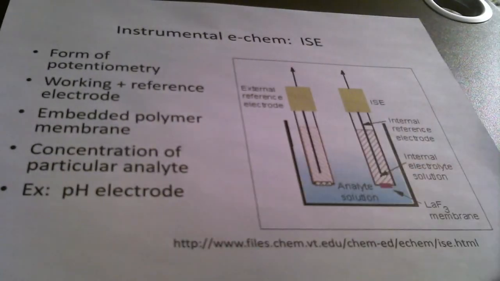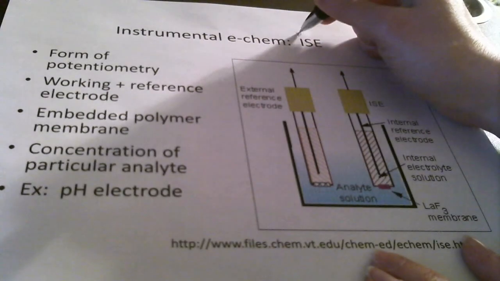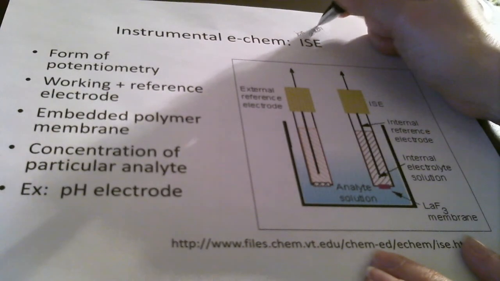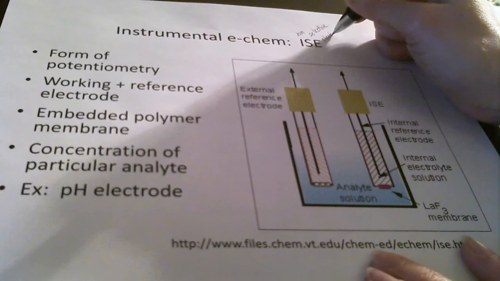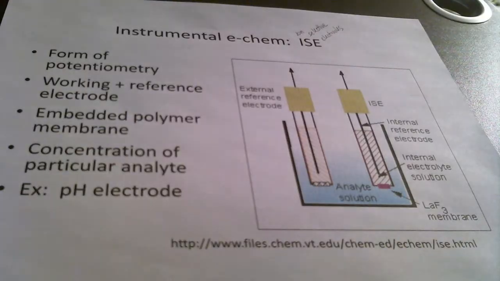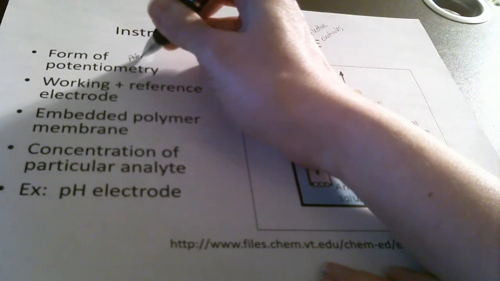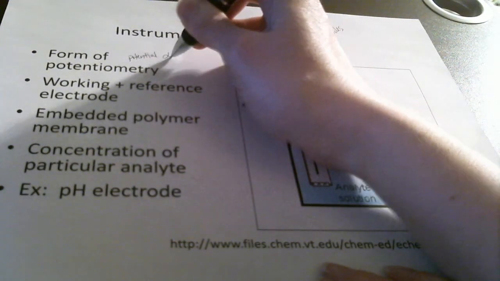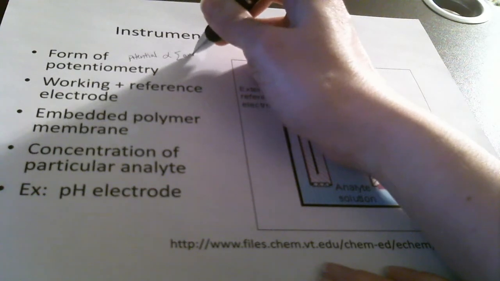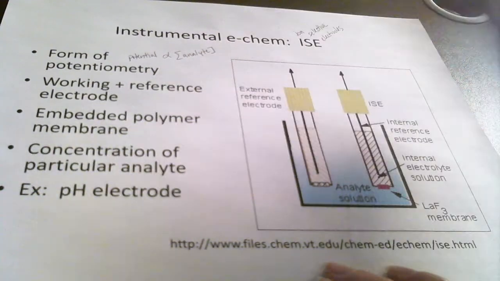Okay, so we're going to take a look at a couple specific examples of instrumental-based electrochemistry. And probably one of the most common is ion selective electrodes. And these ion selective electrodes are a form of potentiometry. And basically in potentiometry, you're going to measure the potential, the volts, as a function of your analyte concentration. Okay.